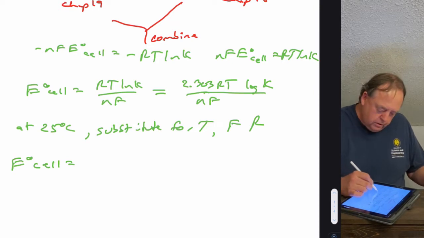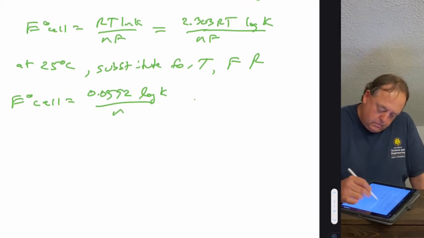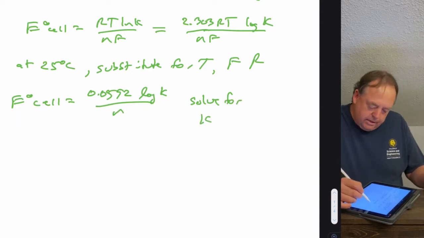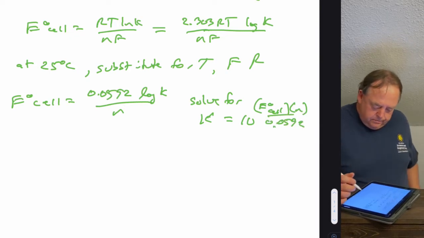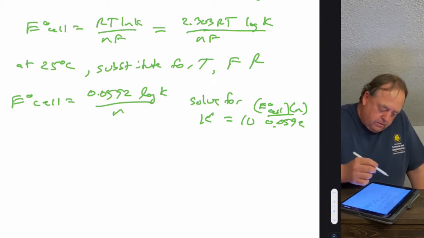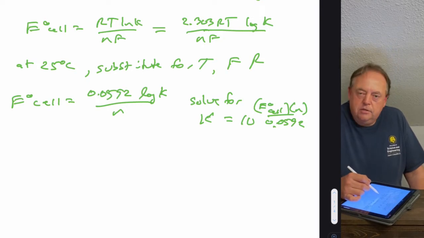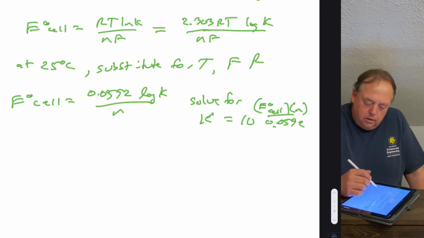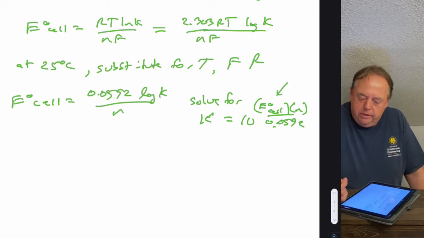E0 cell then is equal to 0.0592 log K over n. Or if we solve this for K, then K is equal to 10 to the E0 cell times n over 0.0592. So it's a simple calculation. If you're given K, take the logarithm of the equilibrium constant divided by the number of electrons in the balanced half reactions, and then you have E cell. Or if you want to figure out the equilibrium constant, and you have the two half reactions, calculate what E is, figure out what n is from the two half reactions, and then you can calculate K.